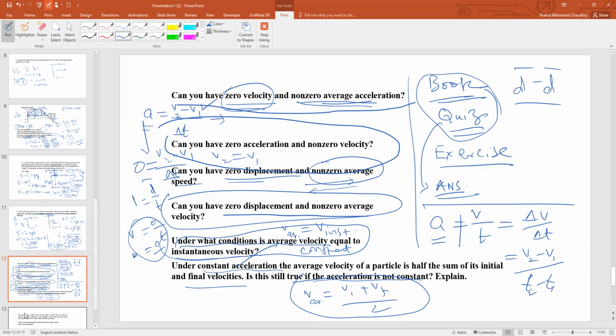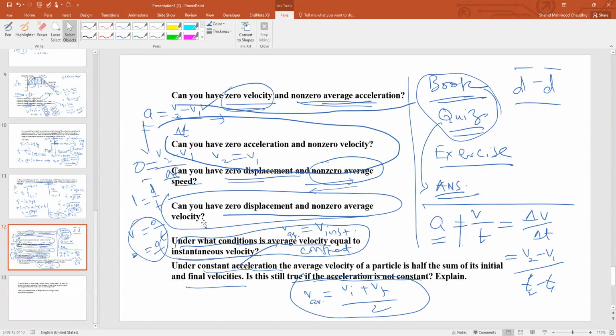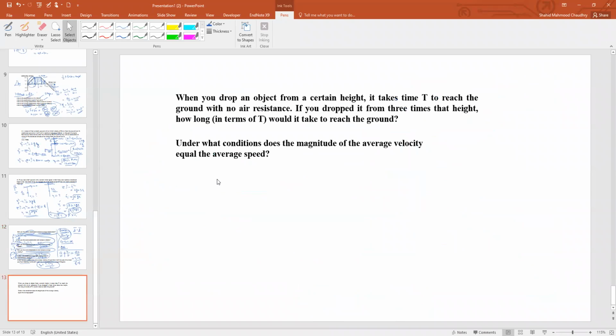Doctor, can you go back? The third one, what was the answer? Can you have zero displacement and non-zero average speed? Displacement and average speed have no connection. Displacement's connection is with velocity. So we can say no. Okay.